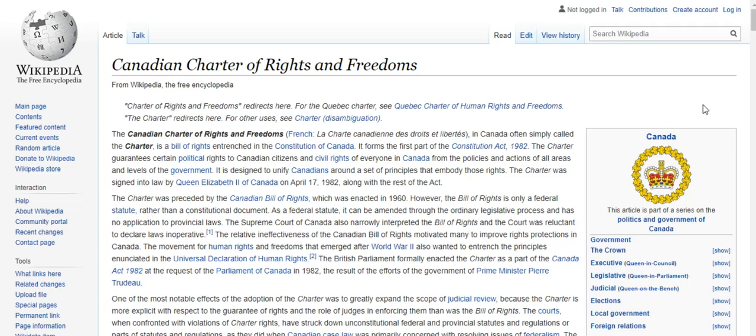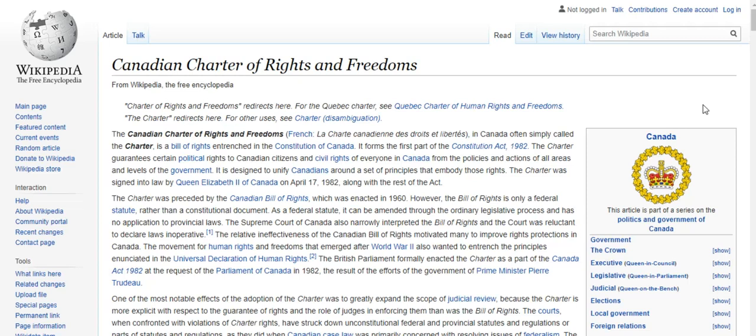The movement for human rights and freedoms that emerged after World War II also wanted to entrench the principles enunciated in the Universal Declaration of Human Rights. The British Parliament formally enacted the Charter as a part of the Canada Act 1982 at the request of the Parliament of Canada in 1982, the result of the efforts of the government of Prime Minister Pierre Trudeau.